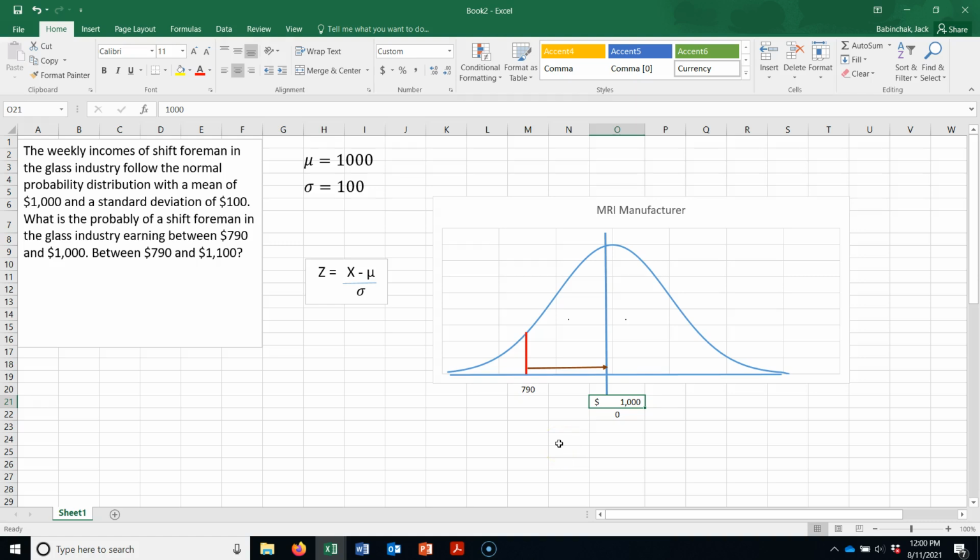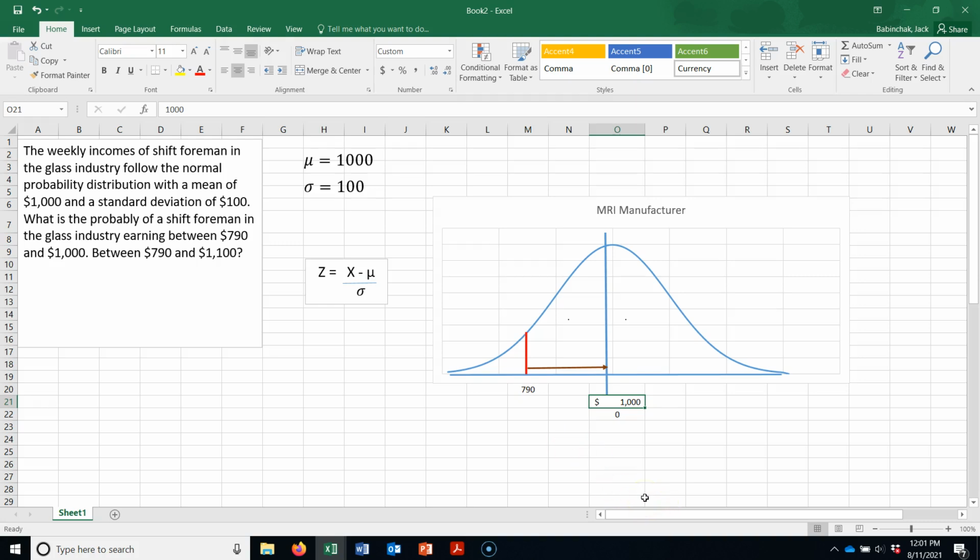Now, this might be good information to have. Let's say if you're in human resources, and you say, okay, we have a shift foreman job coming up, or maybe we have something with the union and we're trying to negotiate, and we say, okay, what's the probability of a shift foreman maybe earning between this and this? And we're going to say, well, a low of 790 and up to $1,000. What's the probability of seeing that?